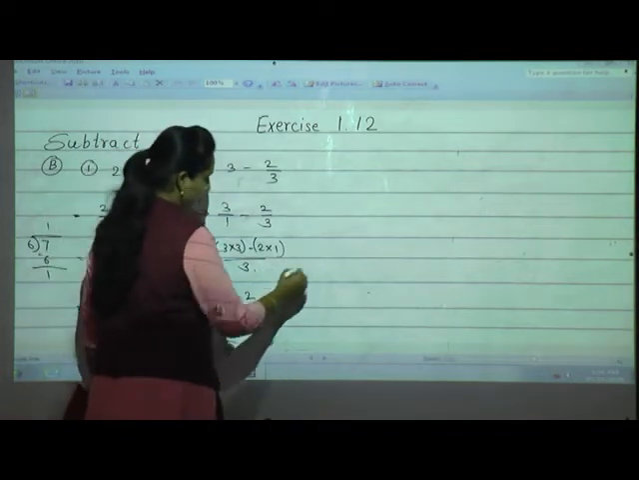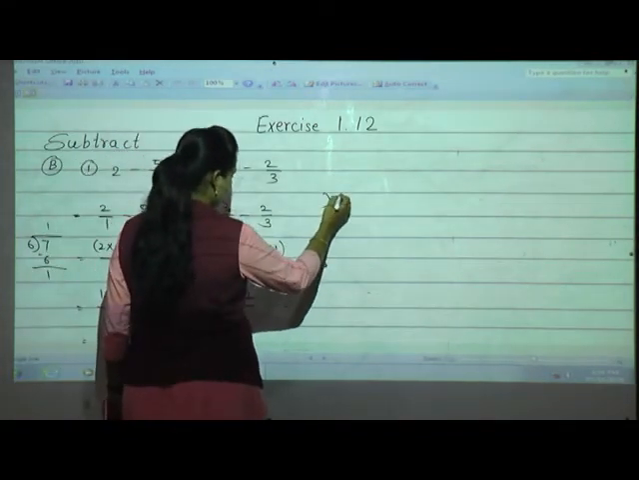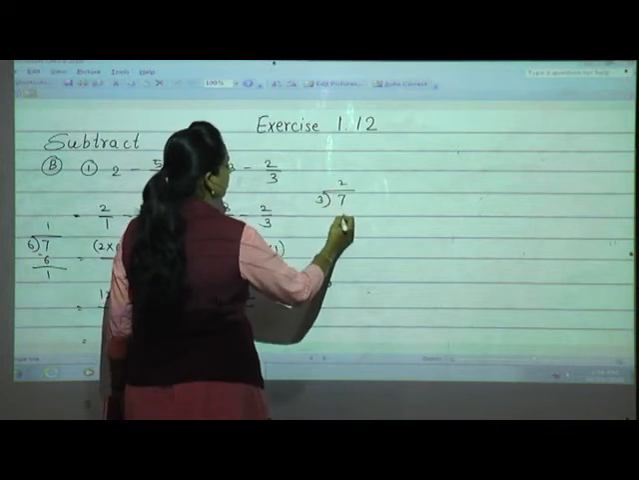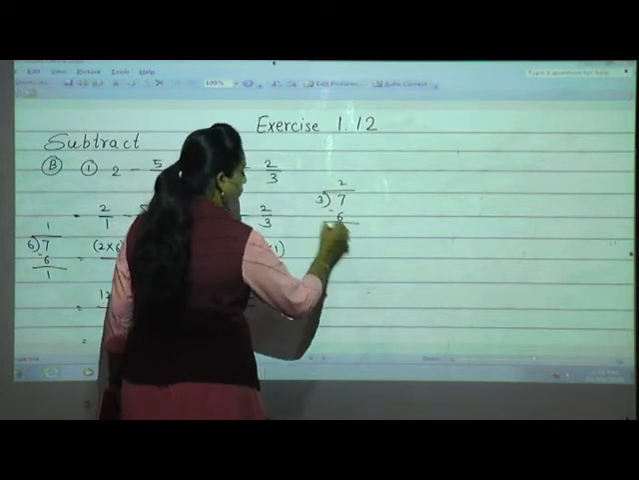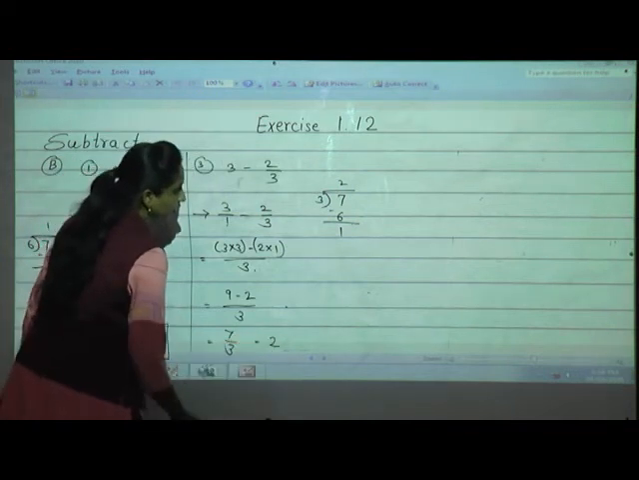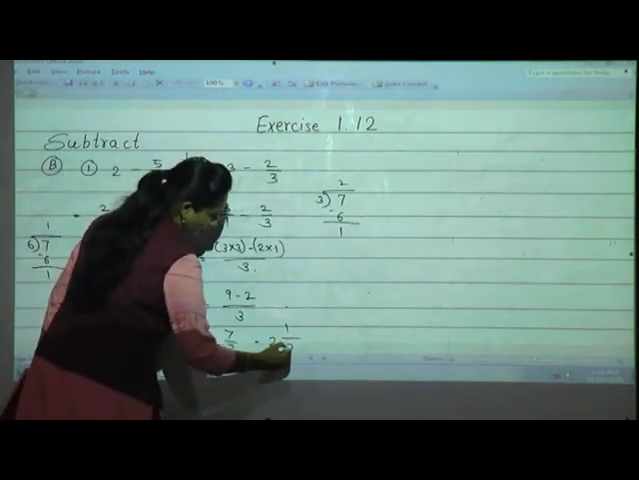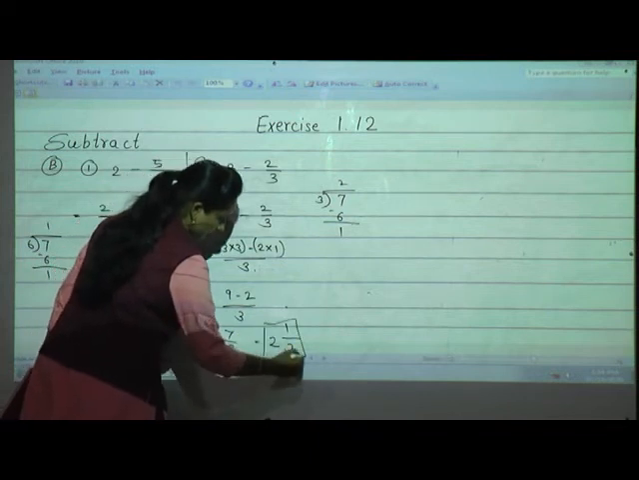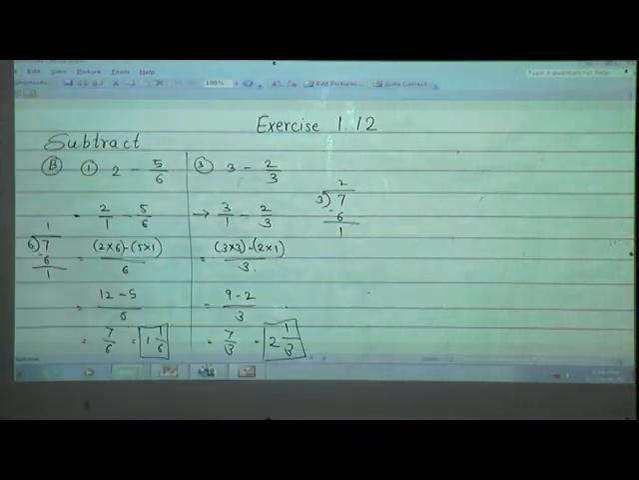Now here the question is not completed. Do the division. 3 2s are 6. 1 will remain. So what is the answer? The quotient is 2. The remainder is 1 upon 3. This is the answer. Clear? Yes, students? Very good. Now I will solve the next question. Fifth one I will solve now.